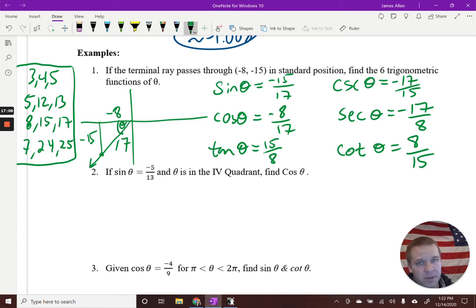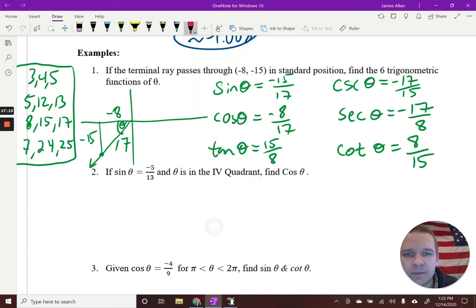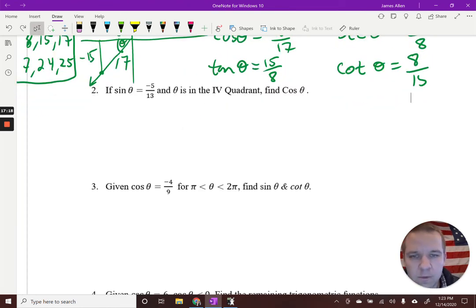Let's try another one, because sometimes these are worded a little bit differently here and there. So we've got, if sine of theta is negative 5 over 13 and theta is in the fourth quadrant, find cosine of theta. So we tell you what the sine is and where it's located. Sometimes they give you a range. If you look ahead to the next one, you get the domain of it. Okay. So I'm going to draw it.